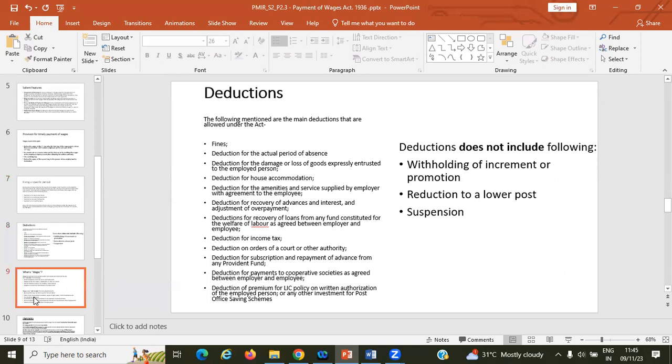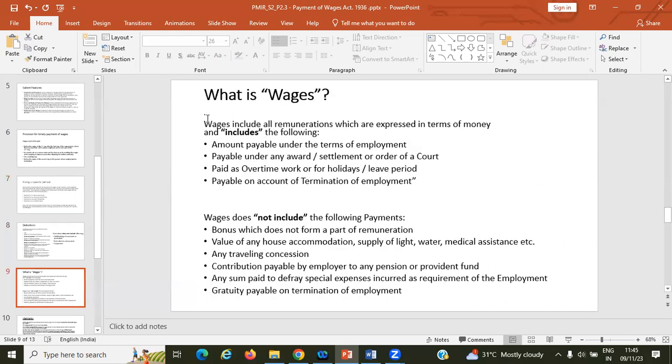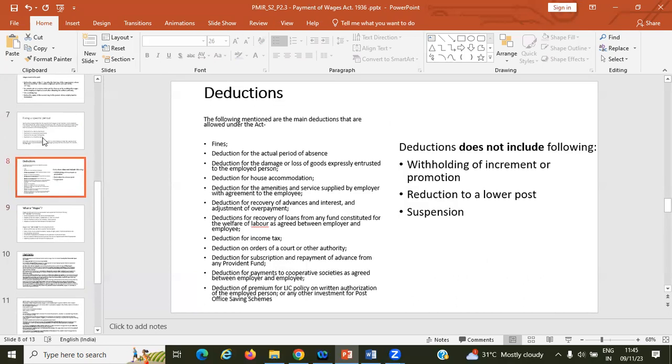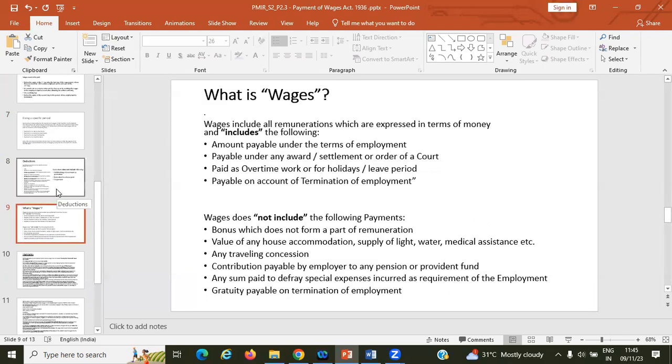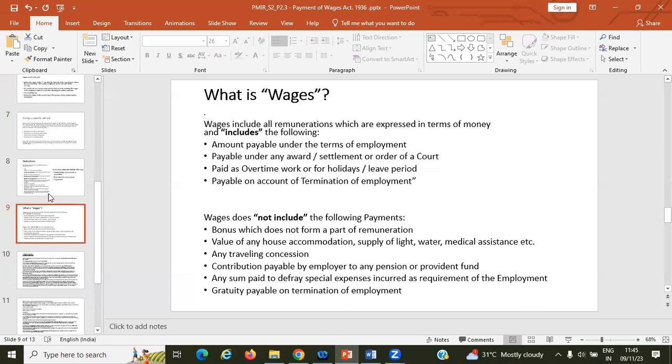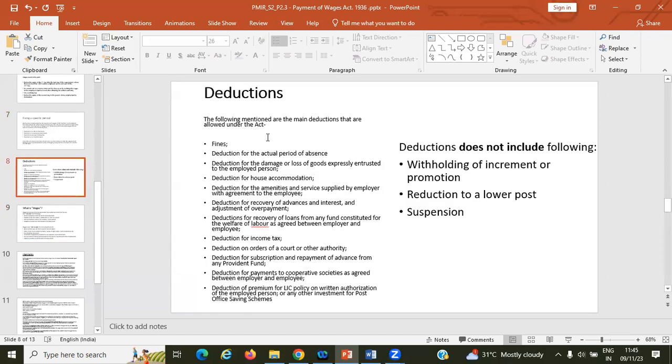Another important thing is deduction, which includes all deductions. After that, the last thing is we'll see what is the definition of wage. We started, but this is a summary. You see what is the deduction.